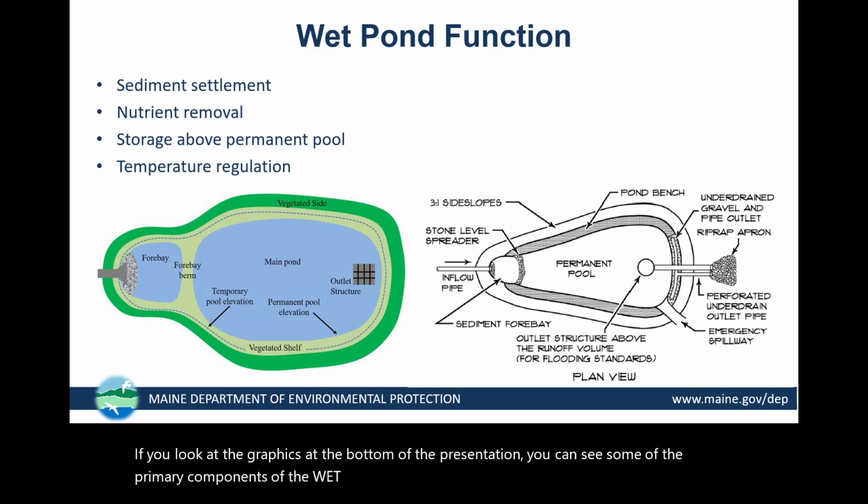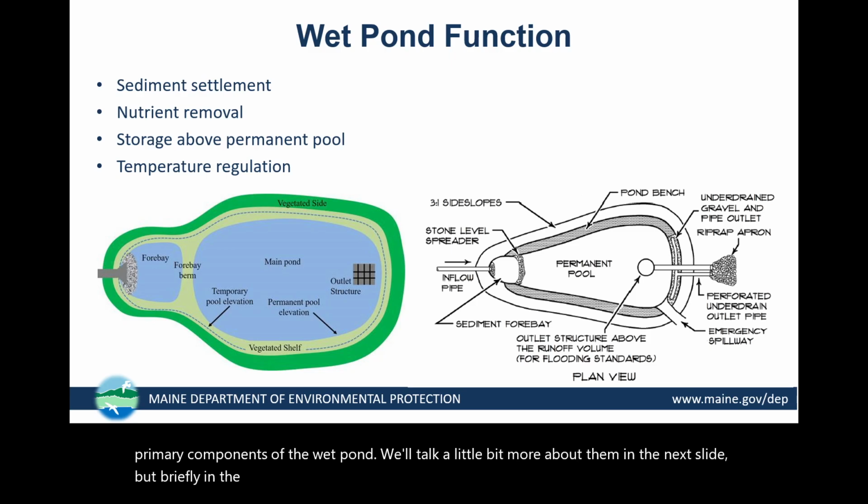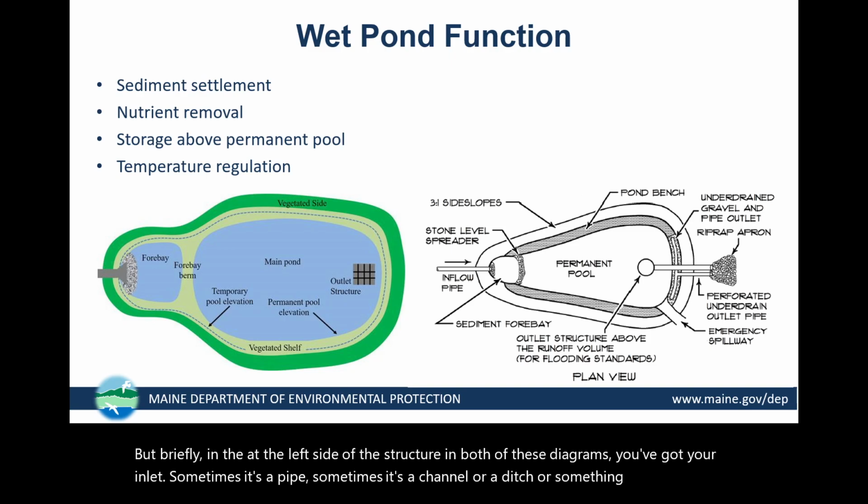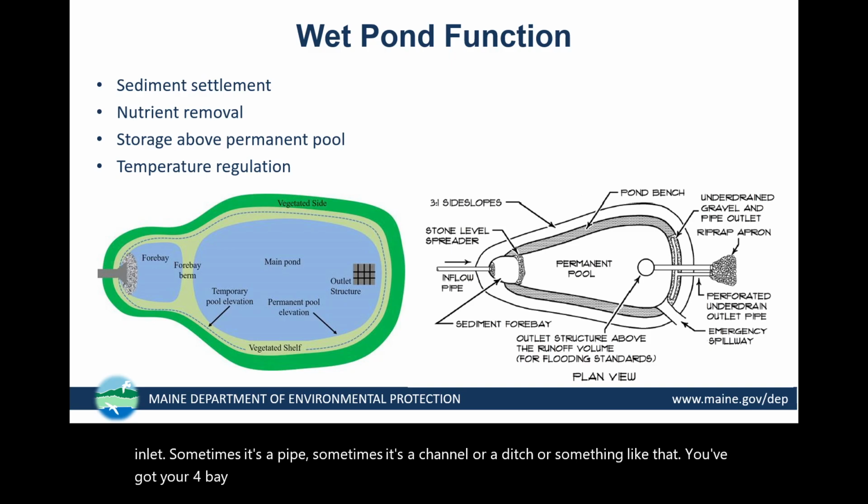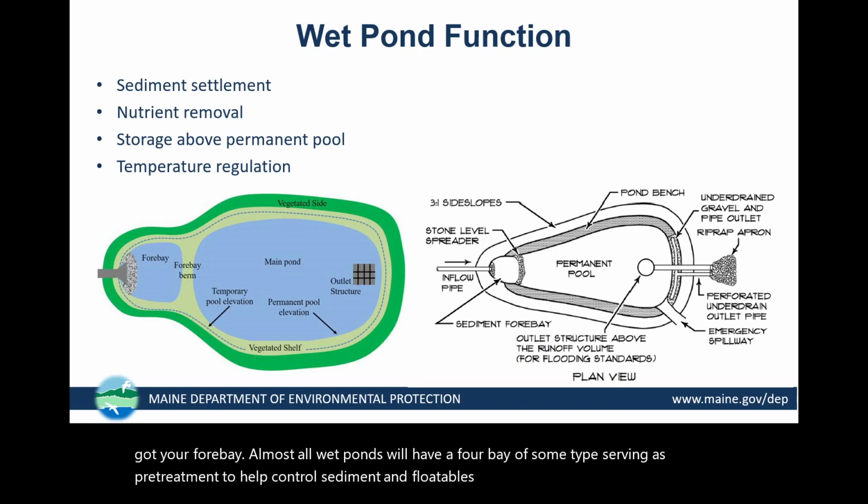We'll talk a little bit more about them in the next slide, but briefly, at the left side of the structure in both of these diagrams, you've got your inlet. Sometimes it's a pipe, sometimes it's a channel or a ditch or something like that. You've got your forebay. Almost all wet ponds will have a forebay of some type serving as pre-treatment to help control sediment and floatables, debris, etc.